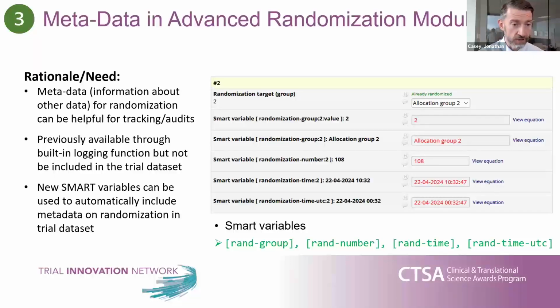Smart variables are a concept REDCap has come up with prior to this project, in which they create variables and link them to specific metadata elements, so that if you want to have your statistician have the ability to export the time of randomization or user who performed the randomization, it's now easy to do that, to have that exportable in your study database.